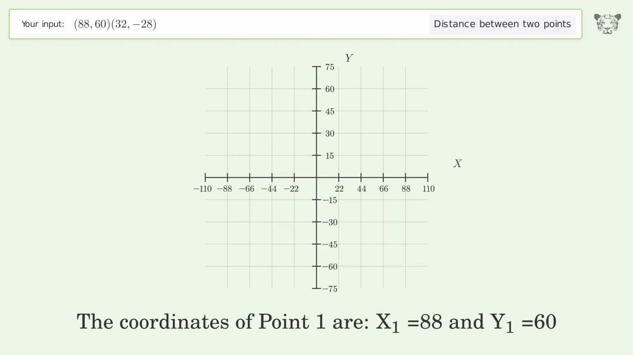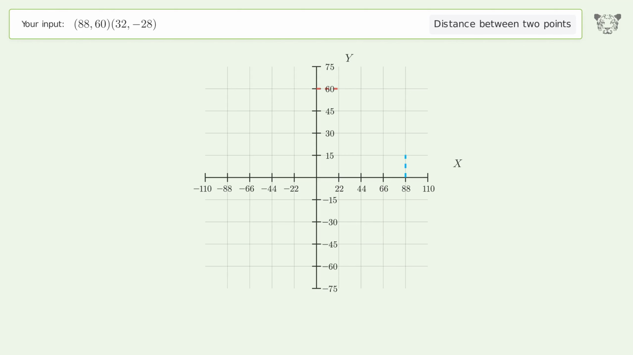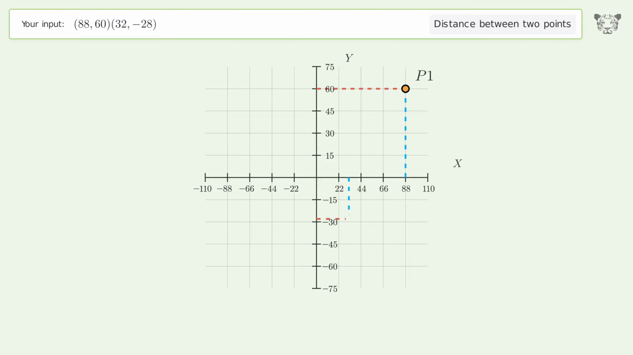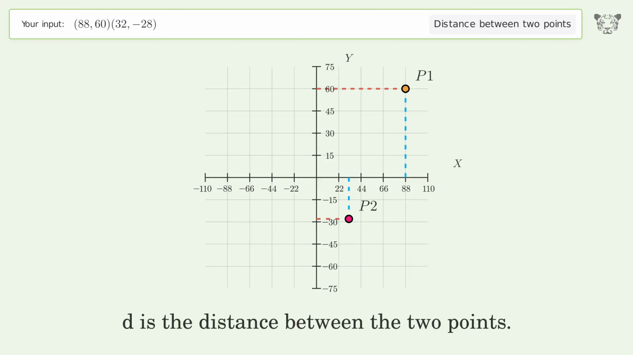The coordinates of point 1 are x1 equals 88 and y1 equals 60. The coordinates of point 2 are x2 equals 32 and y2 equals negative 28. D is the distance between the 2 points.